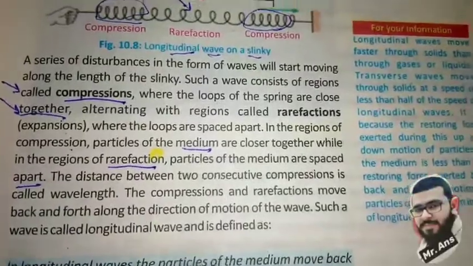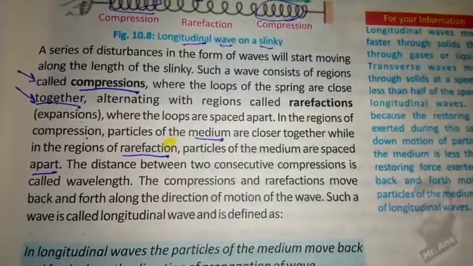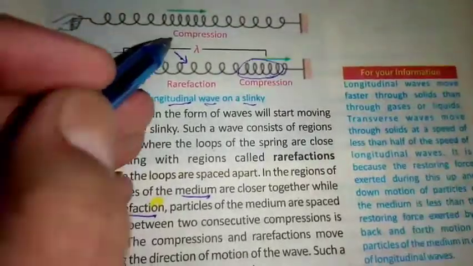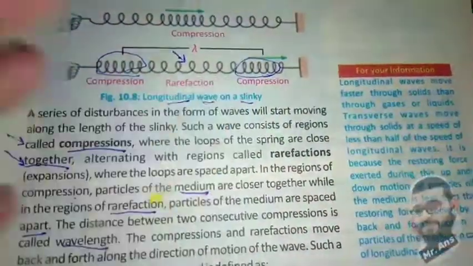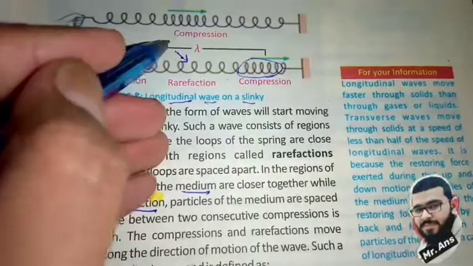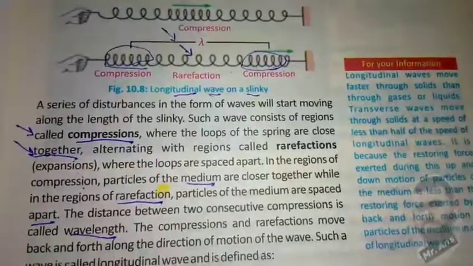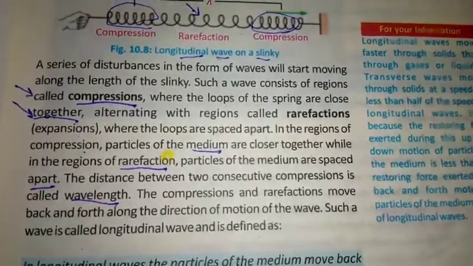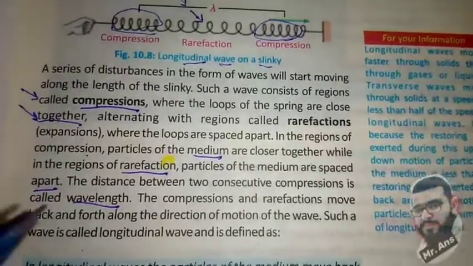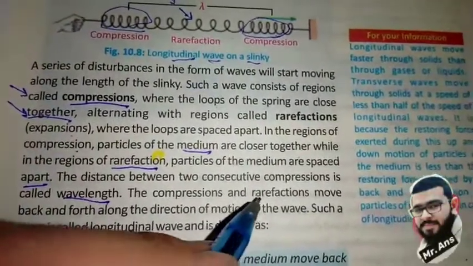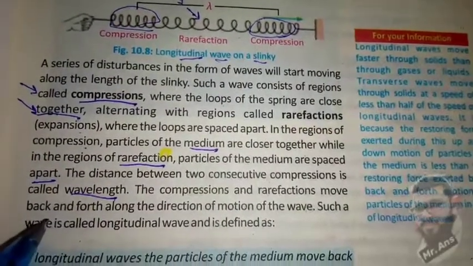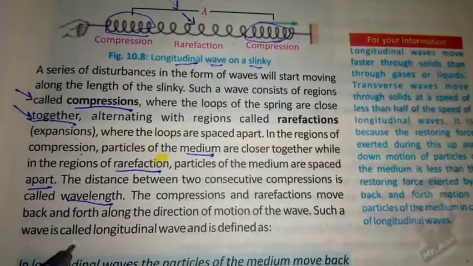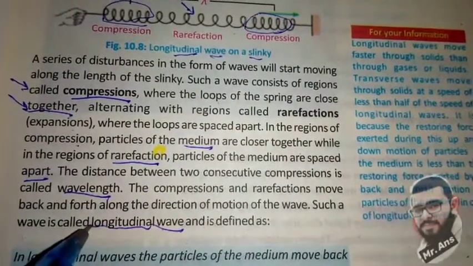The distance between two consecutive compressions is called wavelength. So the distance between both compressions is the wavelength. What is wavelength? The distance between two compressions is called wavelength. The compressions and rarefactions move back and forth along the direction of motion of the wave. Such a wave is called a longitudinal wave.